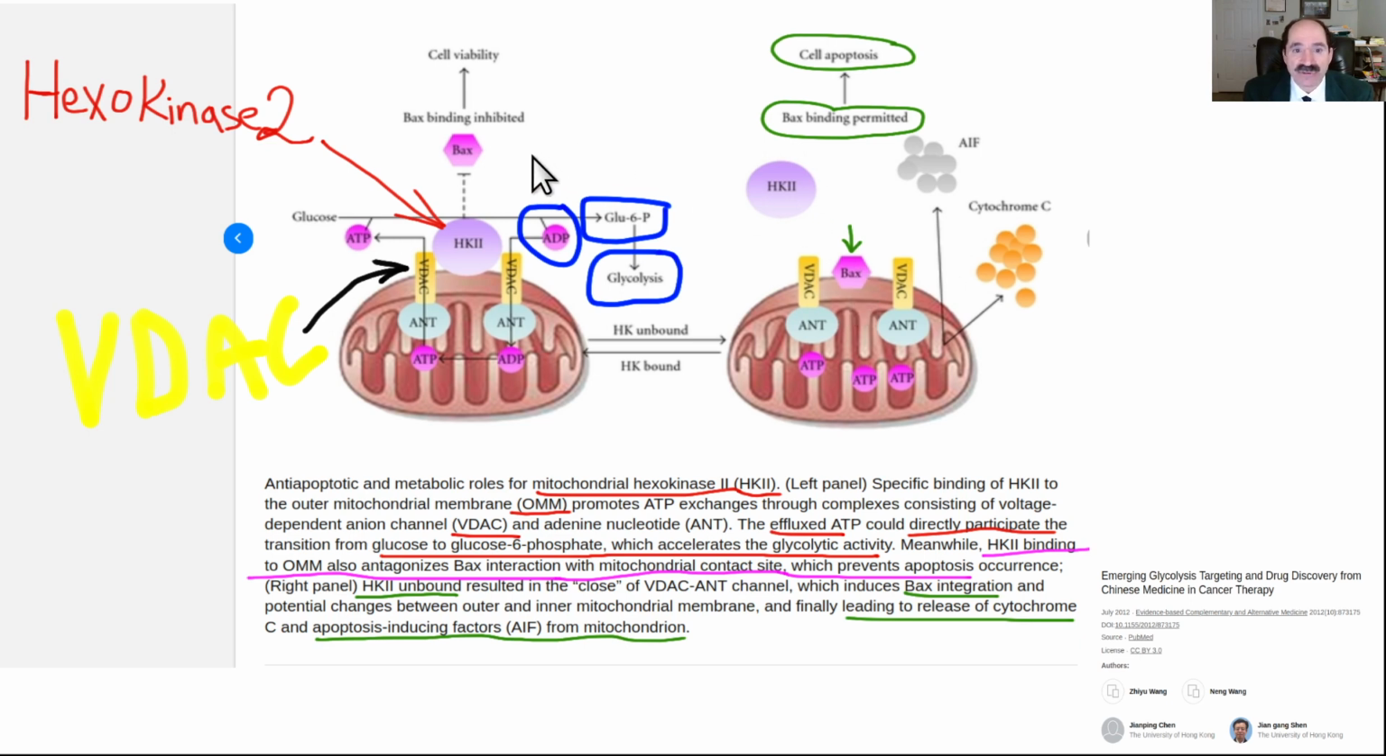So this guy Bax right here cannot get at the outer mitochondrial membrane. Most cells will die from hypoxia, but this mitochondria will survive it. The mitochondria will no longer be able to do OXPHOS, but the cell won't die. It won't go into apoptosis.